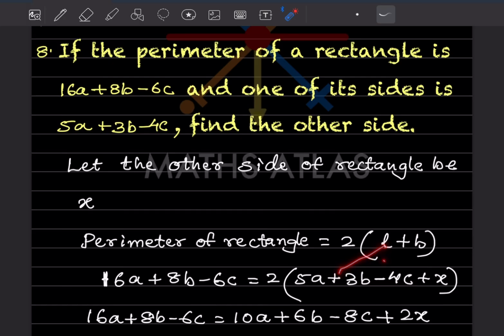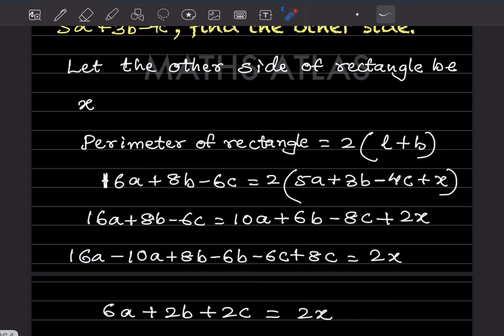So let us consider this length as 5a plus 3b minus 4c, that is given here, and the other side we have considered as x. So now what will you do? We write the same, 2 into this one, so this is going to be 10a plus 6b minus 8c, and 2 is for this as well, plus 2x. So what will you do now? We'll bring this, this is 16a.